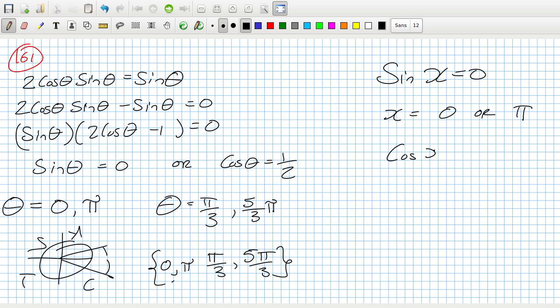And then cos x, that's 0 when x is pi over 2 and 3 pi over 2. Yeah. I don't know why, oh, Stephen, come on.